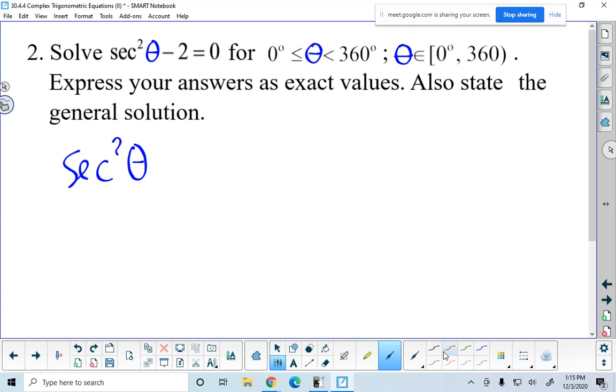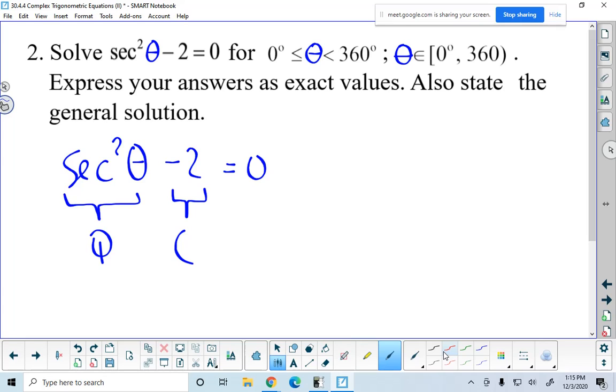But I also know that it's confusing to others. So let's rewrite the equation. Secant squared theta minus 2 equals 0. This is quadratic, and this is constant. There's no linear term.